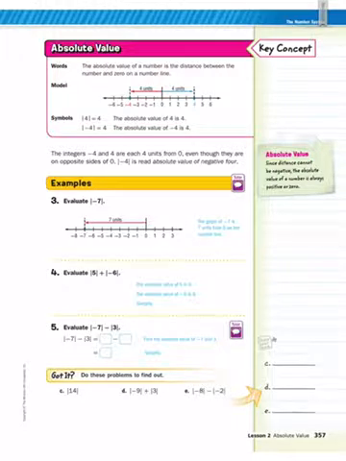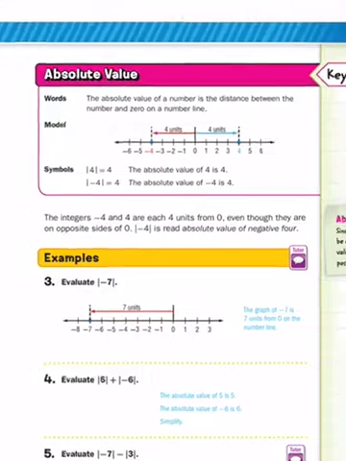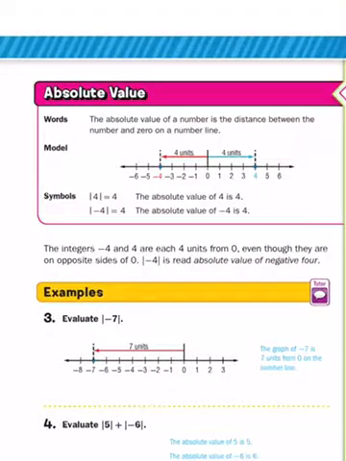Now, on the next page is where we talk about absolute value. So we're going to show you up here, because this is important. I'm going to highlight the definition here. It says the absolute value of a number is the distance between the number and 0 on a number line. In other words, how far is that number from 0 on a number line?